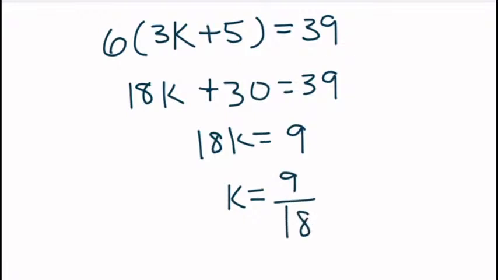Now clearly this can be simplified because 9 and 18 are divisible by 9. So we get 9 divided by 9, which is 1, and 18 divided by 9, which is 2. So our final answer is k equals 1/2.